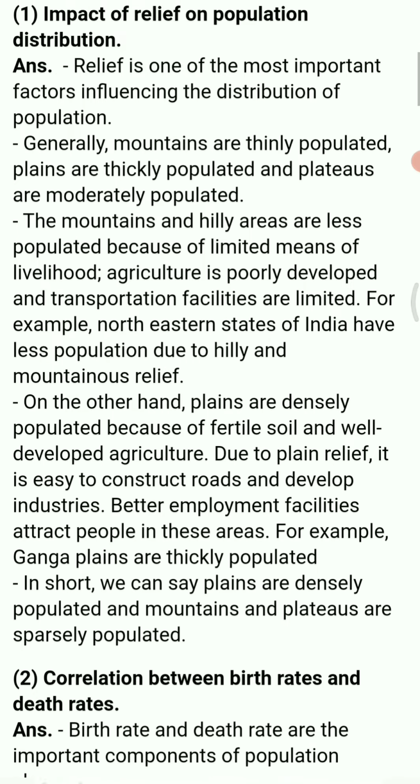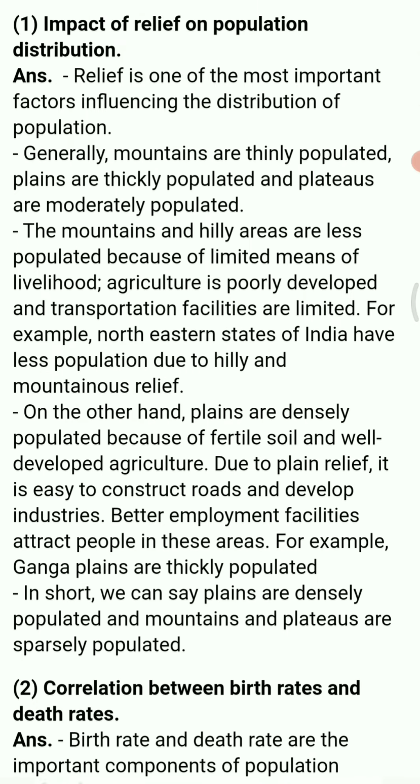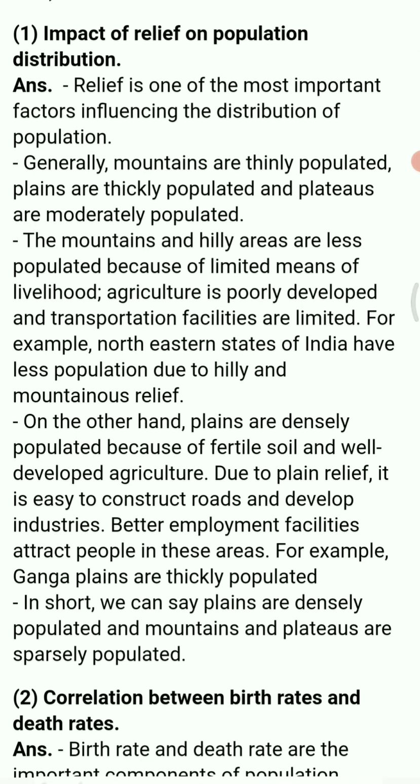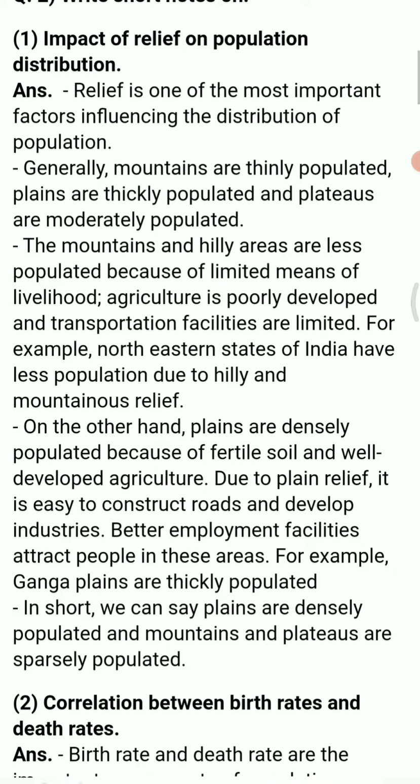The mountains and hilly areas are less populated because of limited means of livelihood. Agriculture is poorly developed and transportation facilities are limited. For example, northeastern states of India have less population due to hilly and mountainous relief. On the other hand, plains are densely populated because of fertile soil, well-developed agriculture, and due to plain relief, it is easy to construct roads and develop industries. Mountainous areas are not much developed, accessibility is less, the fertility of soil is also less, and because of all these reasons the population is very low.